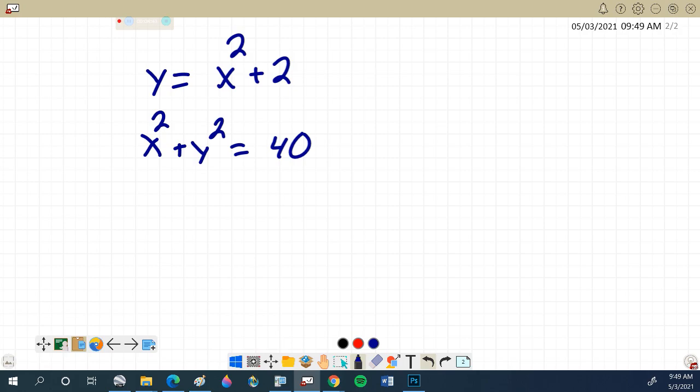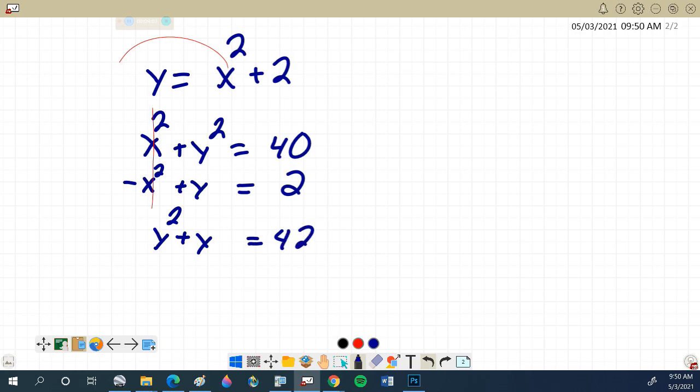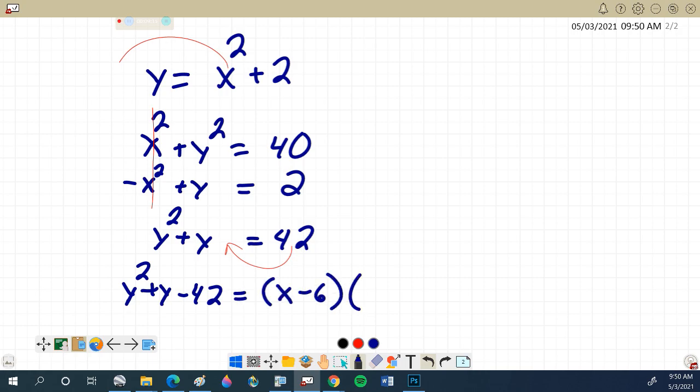So we have to align everything so that the x's and the y's are all in the same order. So I'm going to move this over. Negative x squared plus y equals 2. Now I just add vertically, and I get nothing there. Y squared plus y equals 42. So I subtract this over. Y squared plus y minus 42. That factors into x minus 6 and x plus 7.